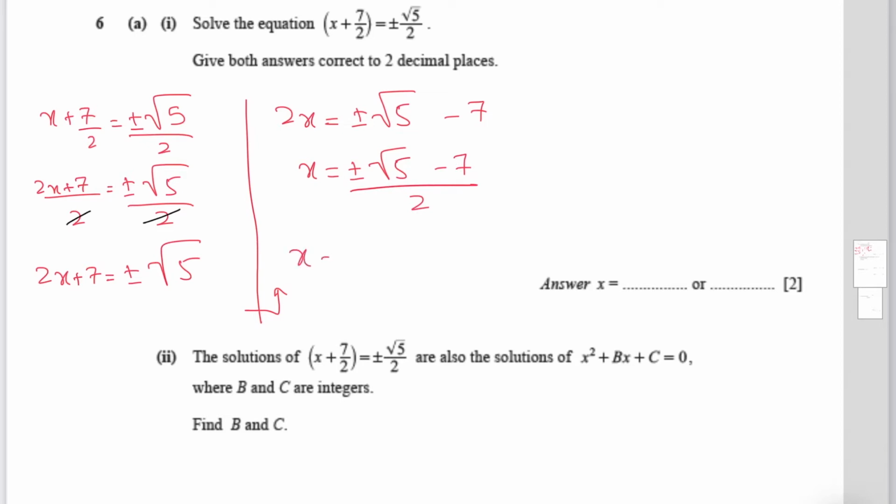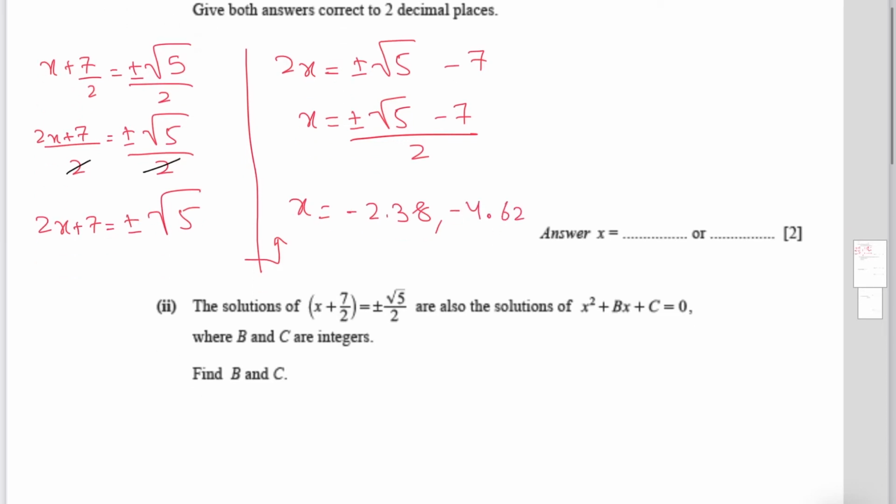So the two values of x that we get: one would be for the positive value of under root 5, so under root 5 minus 7 divided by 2. One of the values of x comes out to be negative 2.38. And then we use the negative value of under root 5, negative under root 5 minus 7 divided by 2, and we get negative 4.62. So our two values are negative 2.38 and negative 4.62.